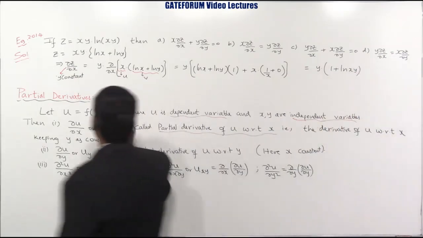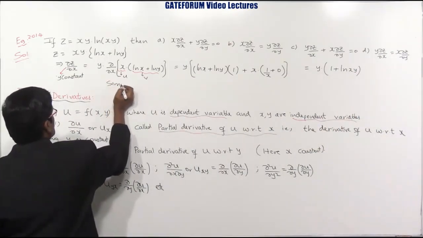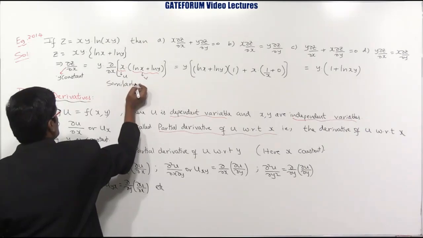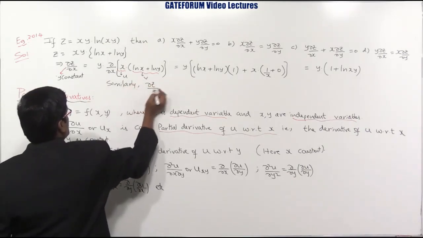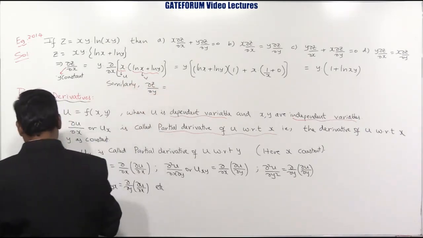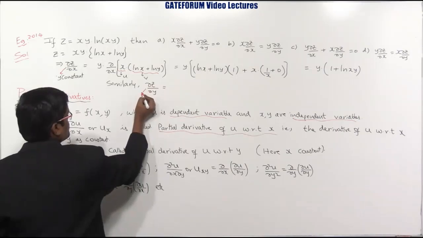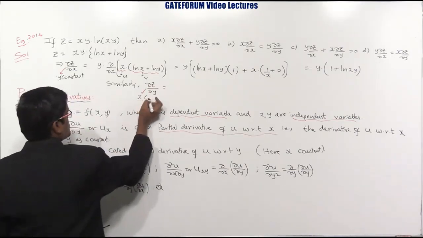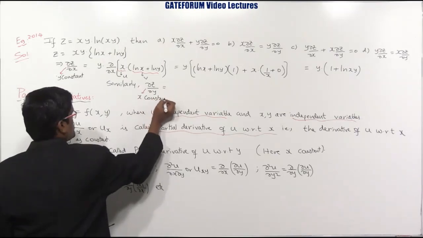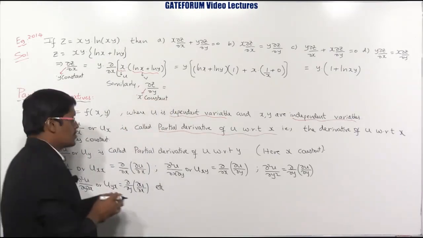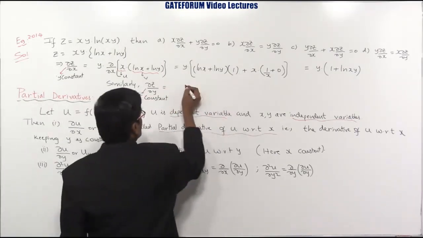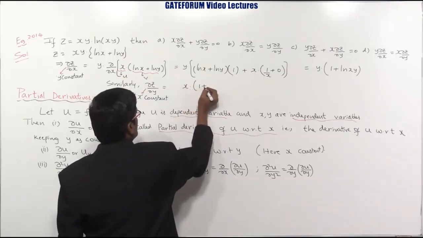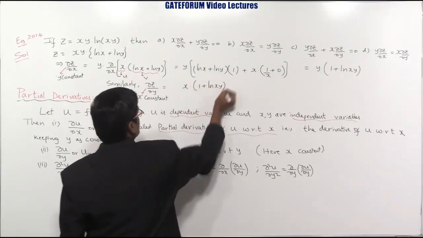So similarly, ∂z/∂y. In this case, the partial derivative of z with respect to y means x is constant, x terms are constant. So just like above, you will get the answer x into (1 plus log of xy).